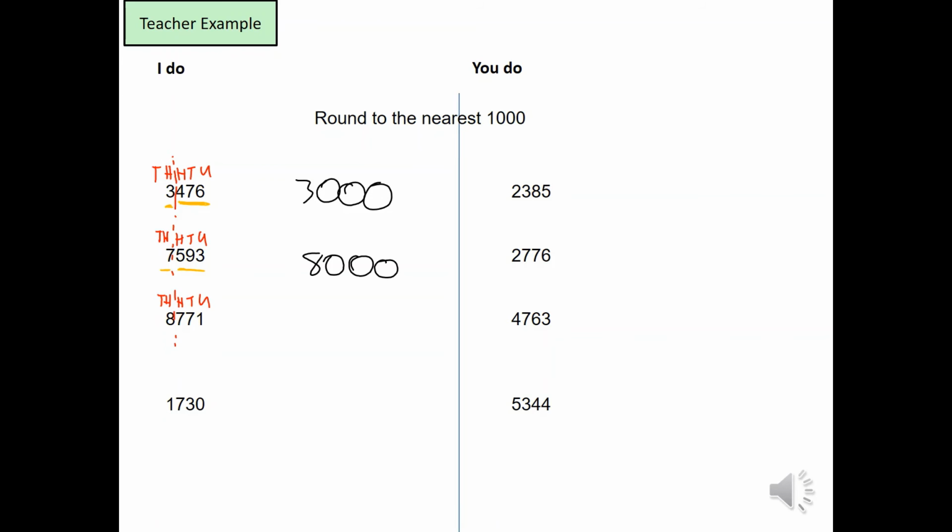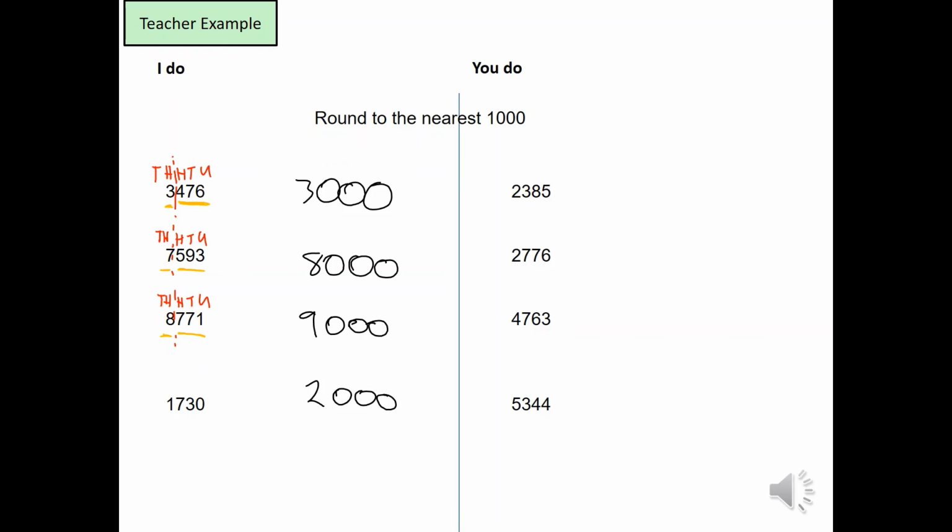Okay, next we have units, tens, hundreds, and thousands. Again, same principle. Is that a 5 and above? Yes, it is. So that 8 will round up to a 9, and the remaining values will turn into 0. That becomes 9,000. And the last one that has the same working will be 2,000. What I'd like you to do is to pause the video, have a go at the you do section, and return. Once you come back, I'll go through the answers myself.